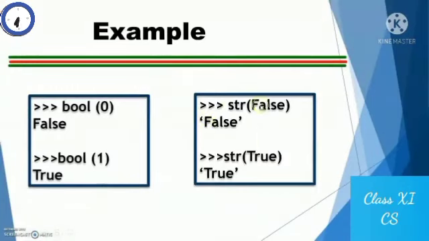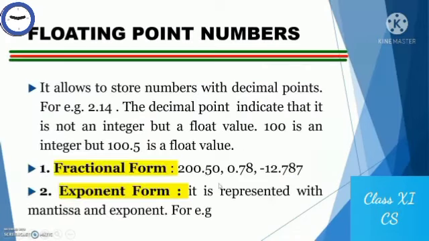Next, if we want to convert the boolean value to a string value, we have to use the function str. So str(False) will convert that boolean value into a string. str(True) will convert that boolean value into a string. Okay.